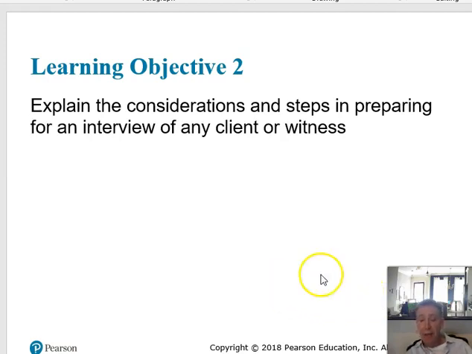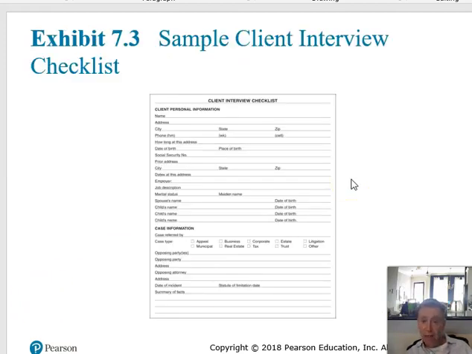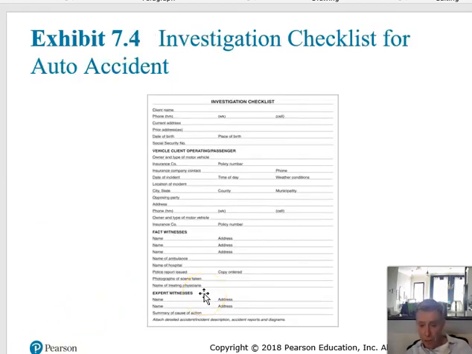Explain the considerations and steps in preparing for an interview of any client or witness. Okay, so here we have a sample client interview checklist. This is something that's very useful to have because it basically is the information you need to gather. This is just basic personal contact information, birth dates, things like that. This would be for an auto accident. It reminds you to gather certain things so the lawyer doesn't come back later and say, was there any passengers in the car? And you're like, oh, I forgot to ask.